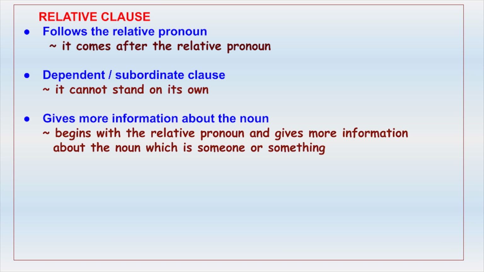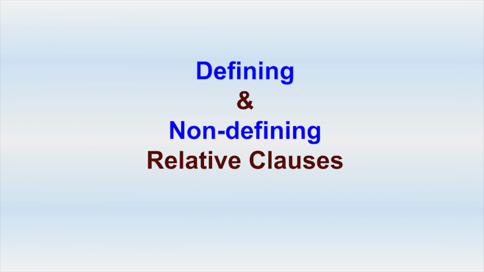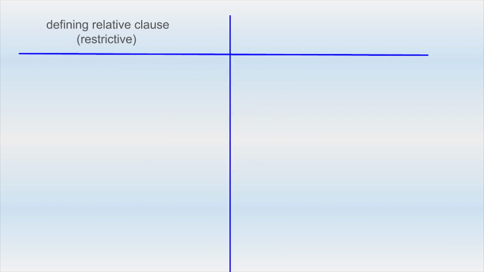The relative clause may be a defining relative clause. That means it gives information that is necessary, or it may be a non-defining relative clause. That is, it gives information that is not necessary to the reader or listener. The sentence can do without it. Let's look more closely at defining and non-defining relative clauses.